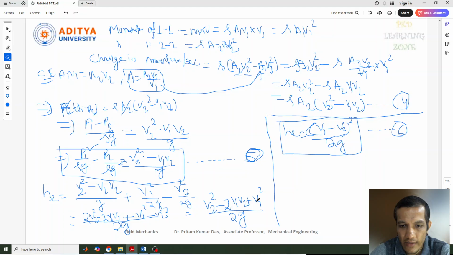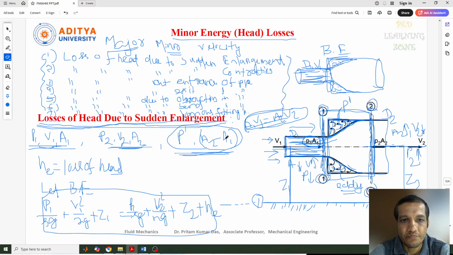Here, let me write again: V1 square plus V2 square minus 2V1 V2 divided by 2g. That means A square plus B square minus 2AB, so that is (A minus B) whole square. This one I have directly written here. I hope you understand this derivation of the loss of head due to sudden enlargement.